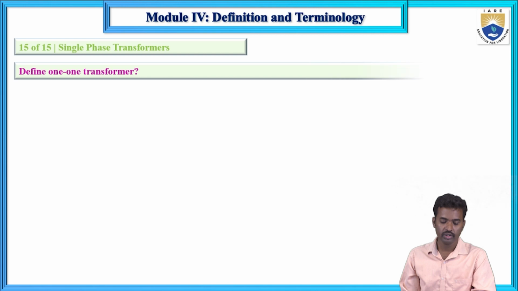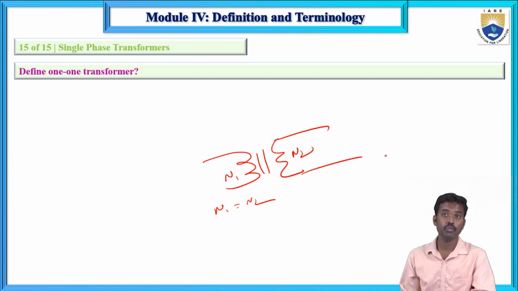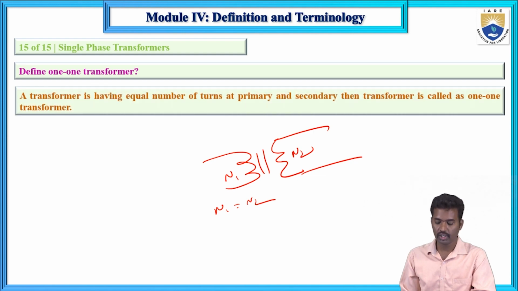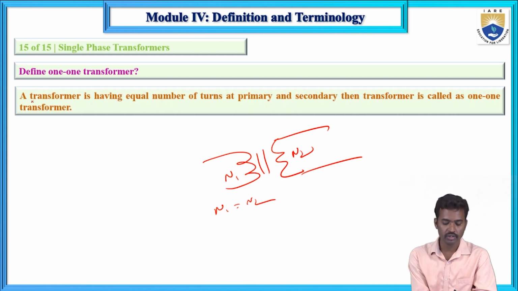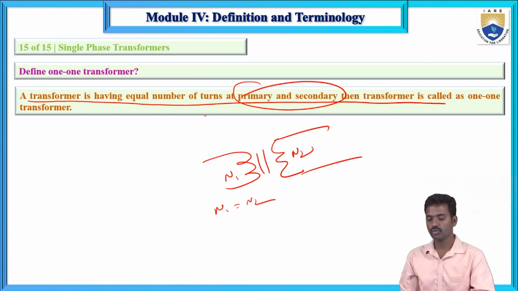Next, the last question, the 15th question. A 1-to-1 transformer means N1 equals N2. The transformer has a primary winding with N1 number of turns and a secondary winding with N2 number of turns. If both turns are equal, primary winding turns and secondary winding turns, then that is a 1-to-1 transformer. If it has an equal number of primary and secondary turns, the transformer is known as a 1-to-1 transformer.